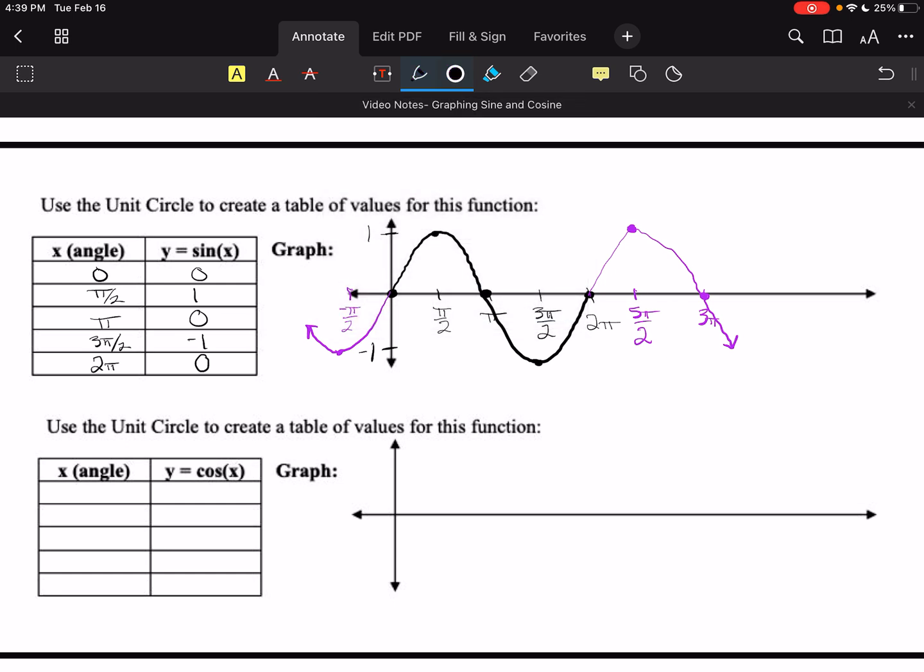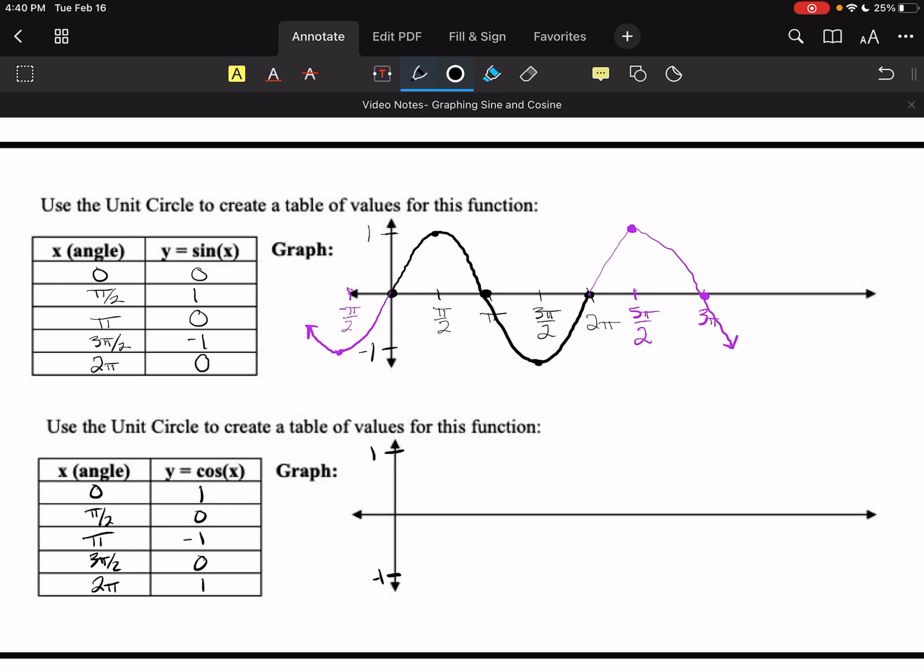Again, I want those 90-degree angles. So 0, pi over 2, pi, 3 pi over 2, 2 pi. Plugging 0 into my cosine function, cosine of 0 would give me a y value of 1. Plugging in pi over 2 would give me 0. Plugging in pi would give me -1. 3 pi over 2, 0. 2 pi, 1. So again, it maxes out at 1, bottoms out at -1.